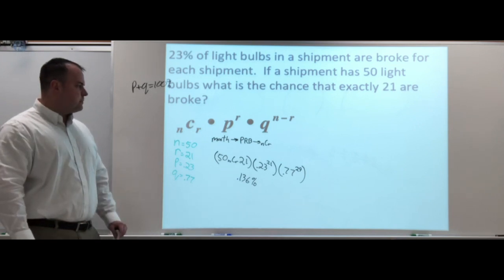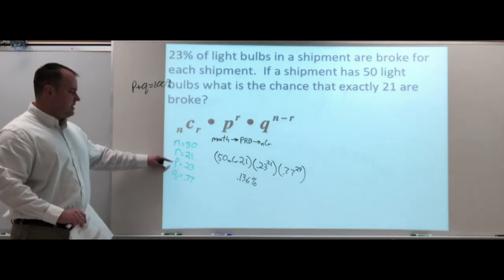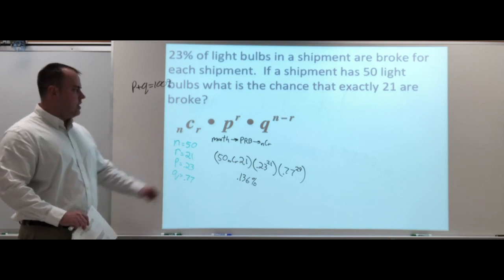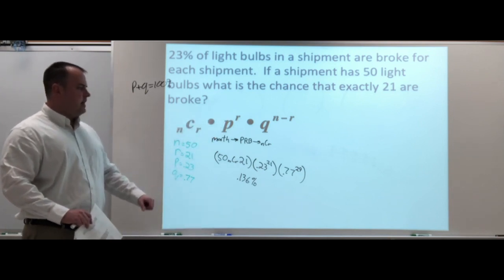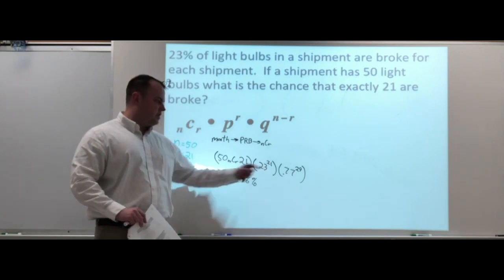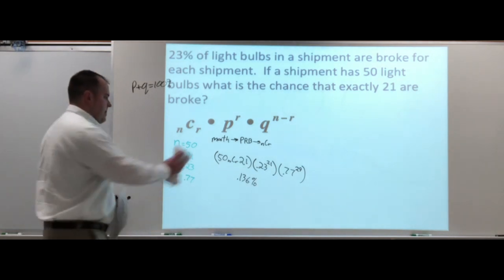So the important thing here is to make sure you think about what these four values are: your N, your R, your P, and your Q. Write out the formula, and again, I plug it all in at one time. If you have this written out, you should be able to plug it in just the way I have it written there to get your answer. Okay?